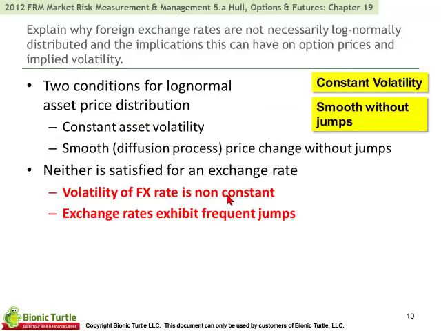So the two conditions for the log normal asset price distribution, going back to that Black-Scholes assumption and the underlying Wiener process, are constant asset volatility and a smooth or diffusion process. That Black-Scholes-Merton Wiener process is a smoother diffusion process, meaning it has no jumps. However, Hull says that neither will be satisfied in the case of an exchange rate because the volatility of the exchange rate is non-constant and it exhibits frequent jumps.